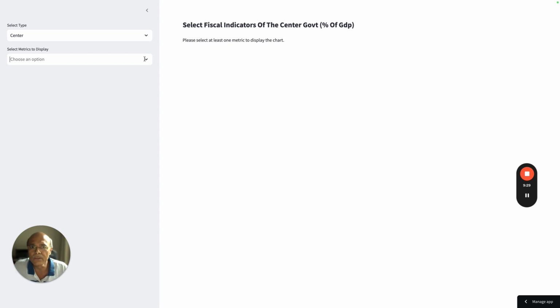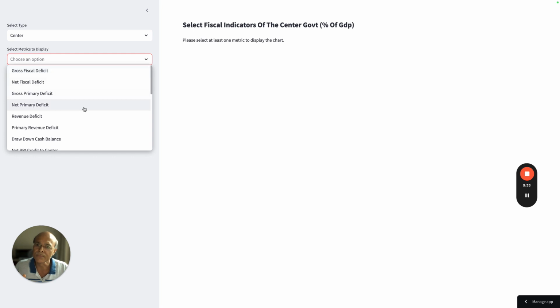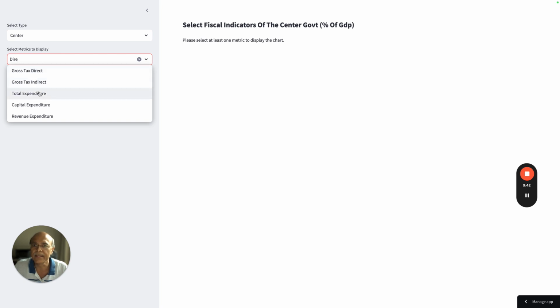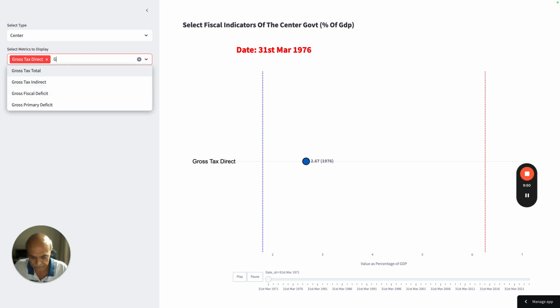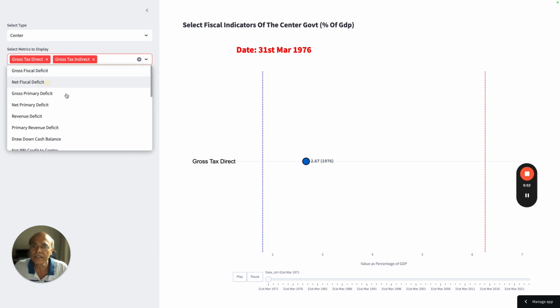Before I go into deficit, let me go into the income. There are two types of income which the government makes. One is direct tax and another is indirect tax. Let's look at the direct tax and indirect tax, so let's say gross direct tax and gross indirect tax. Let's look at these two dimensions.